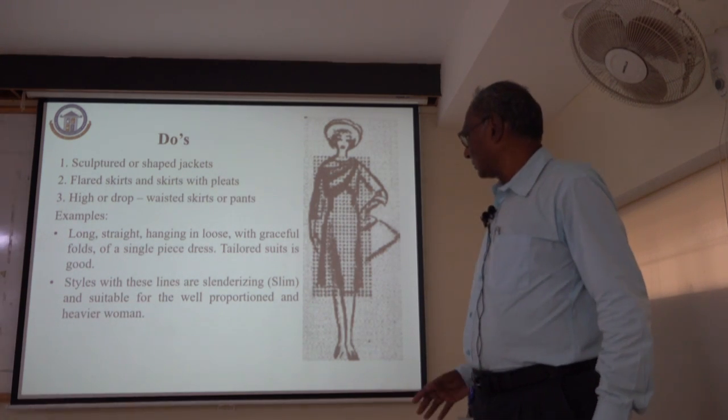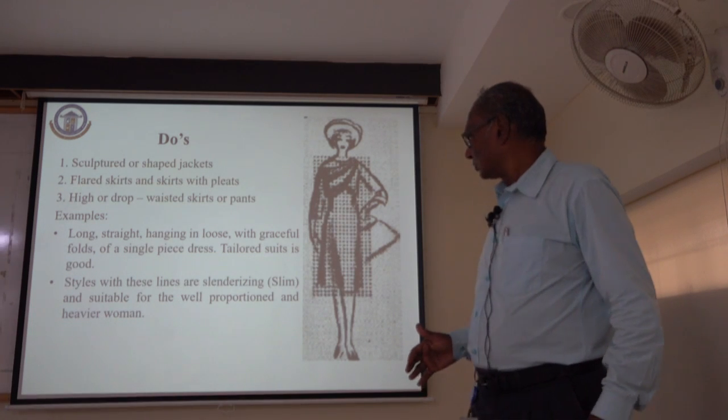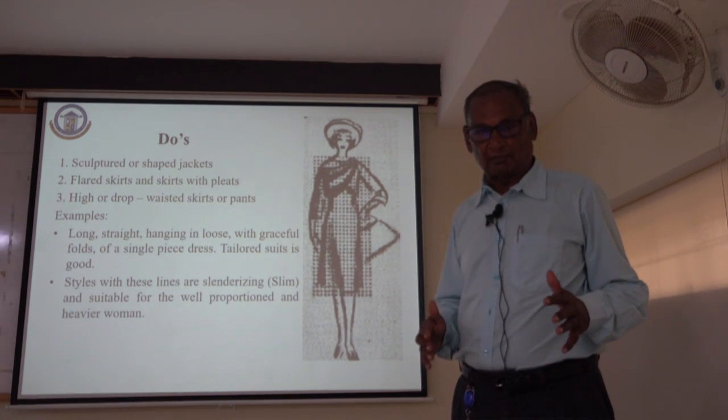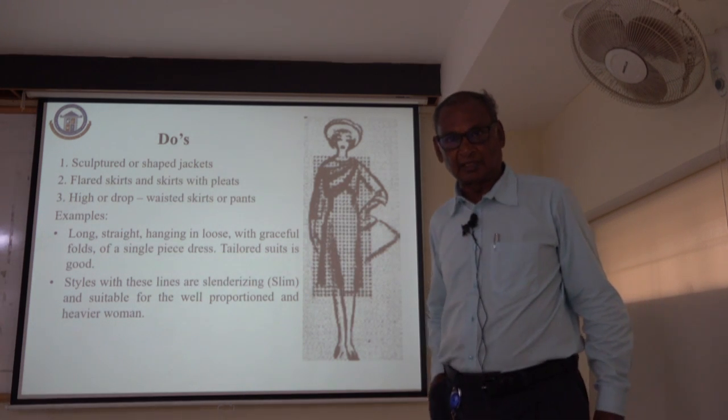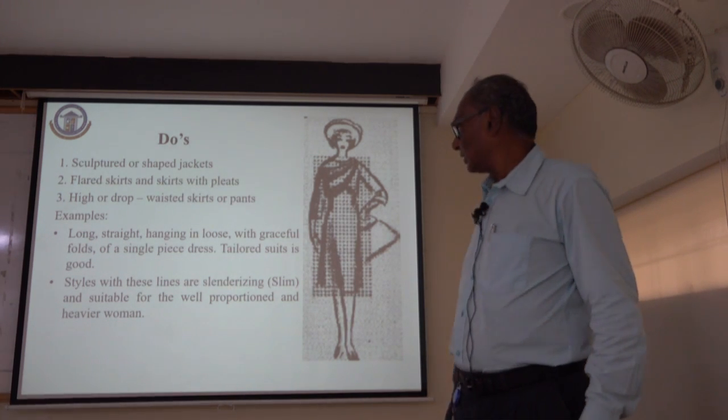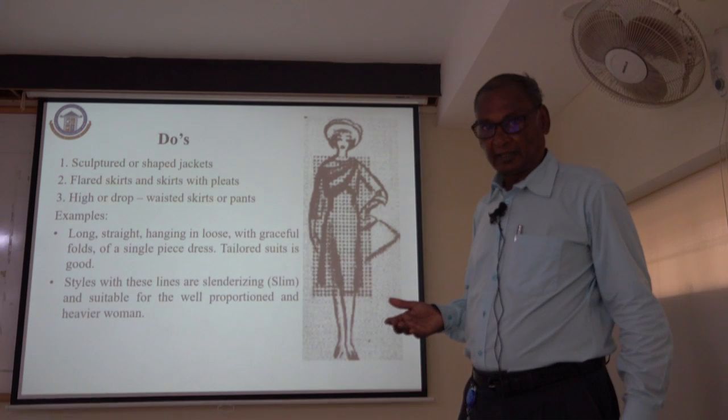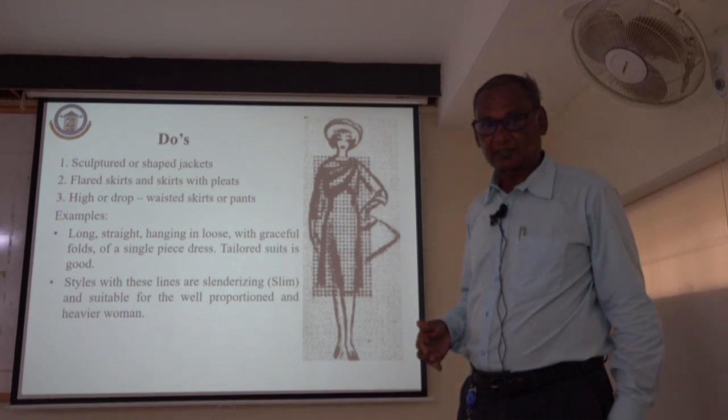Another thing, these lines are suitable for heavier women. You have women who are a little obese or oval shape or anything like that. This particular dress which we are saying, tailored suits or single piece dress, suits them.